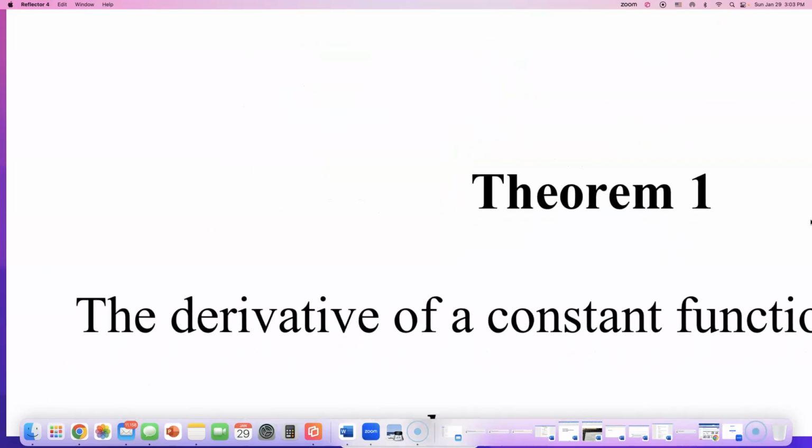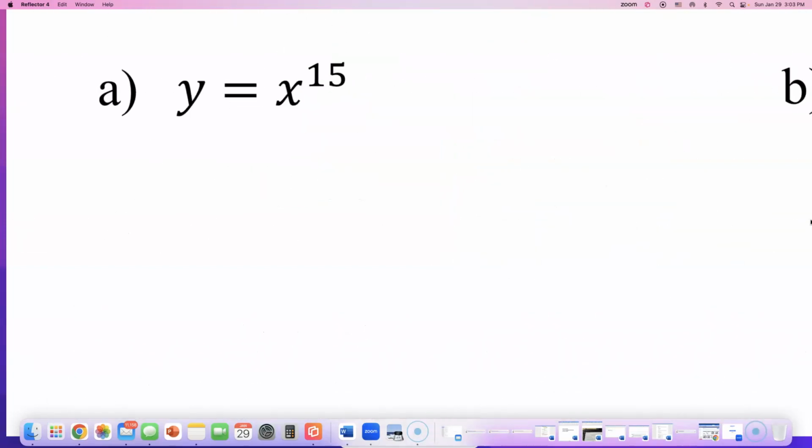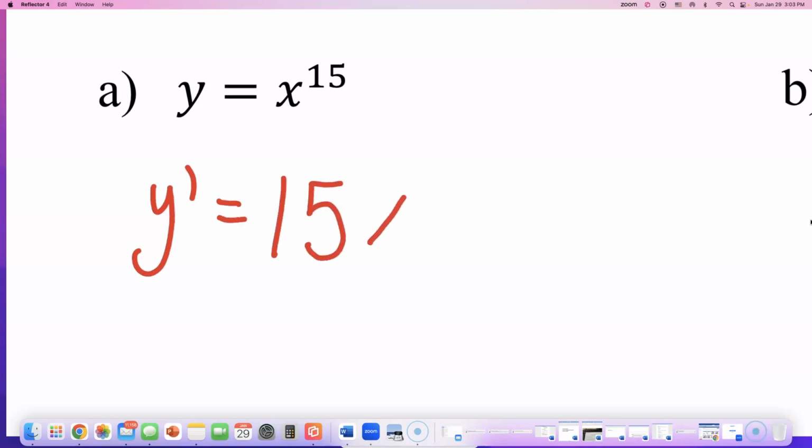That's the power rule. So if you look at this one, y equals x to the 15th power. The derivative will be, you bring down that 15 to the front, and you go down 1 on the exponent. So 14. So that's it.